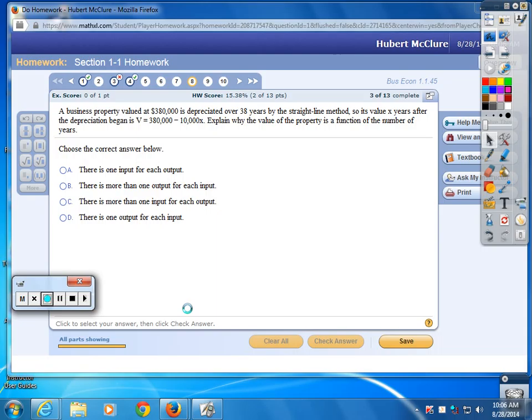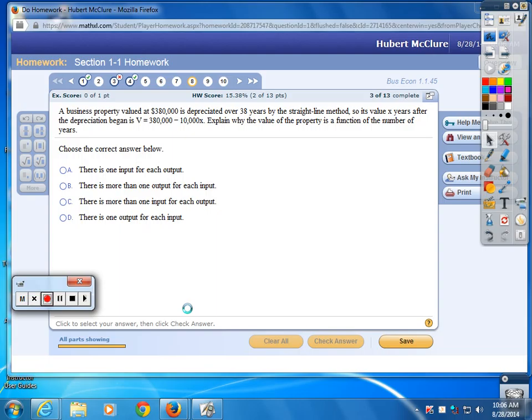Now, let's see what the answer is. There is one input for each output. That's a possibility. There is more than one output for each input. I don't think that would be because it's not a quadratic. There is more than one input for each output. There is an output for each input. I would go with either A or D.